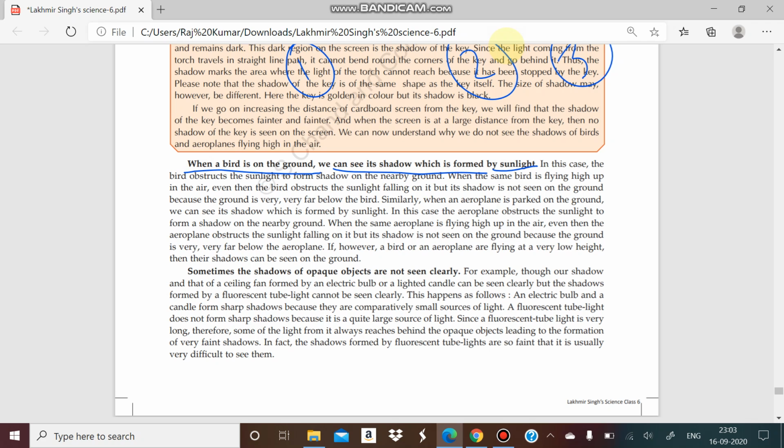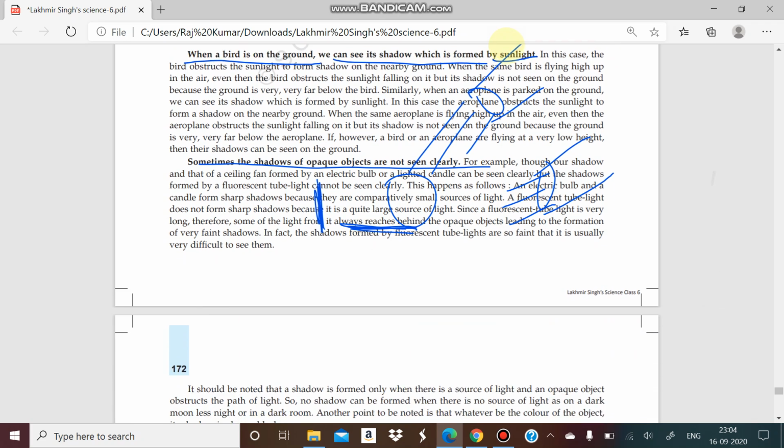Now you will see here that sometimes the shadow of an opaque object is not clearly seen. This can happen when there is more than one source of light. Suppose I take one torch here and one torch here, and I try to find the shadow of a ball. This light will produce a shadow here, and from this light source the shadow will be here. So in this case the shadow of the opaque object is not clear. So it happens sometimes.